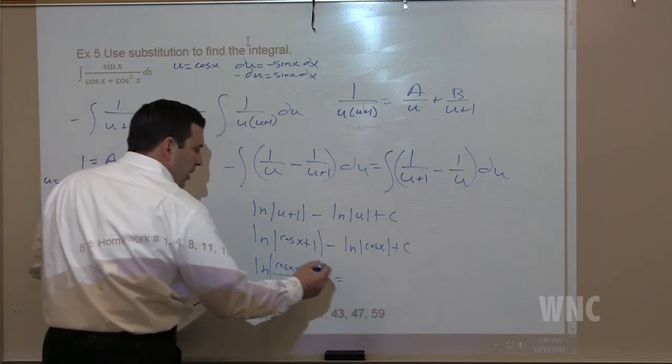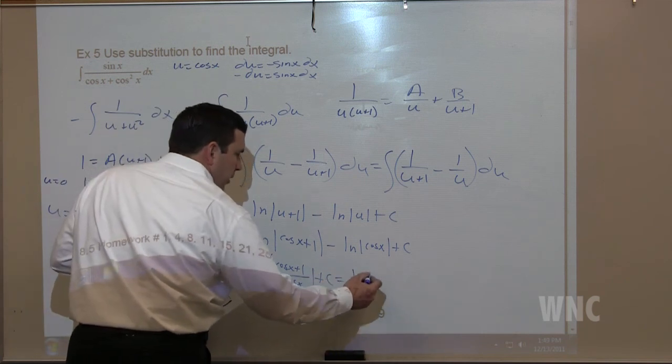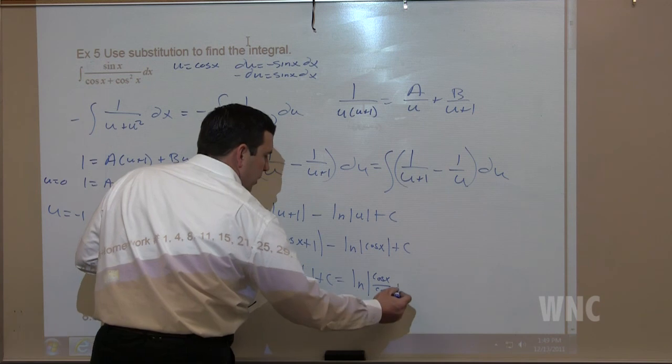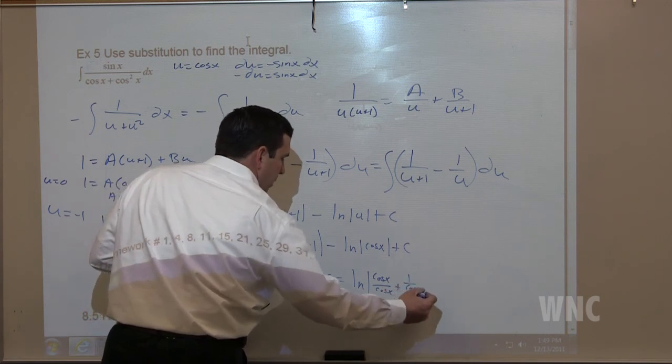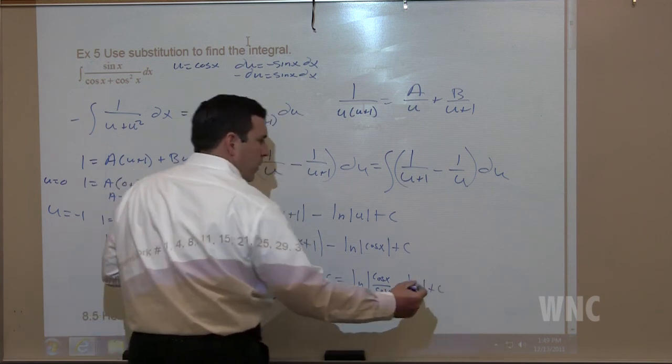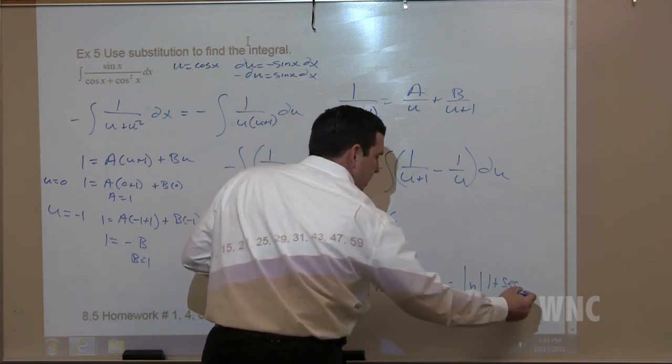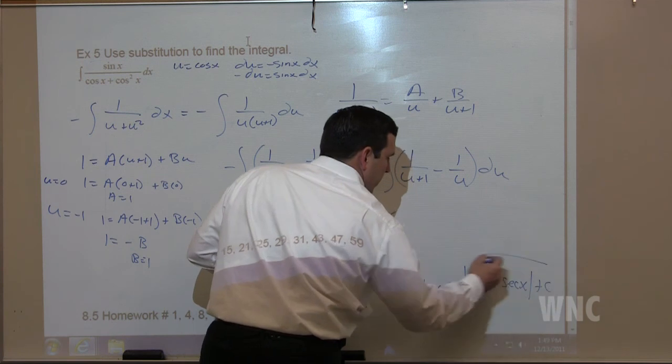You can play with this a little bit. This is a fine answer. This would be natural log, though, if you want to go further, of (cosine x plus 1) over cosine x, plus c. Natural log of 1 plus secant x plus c.